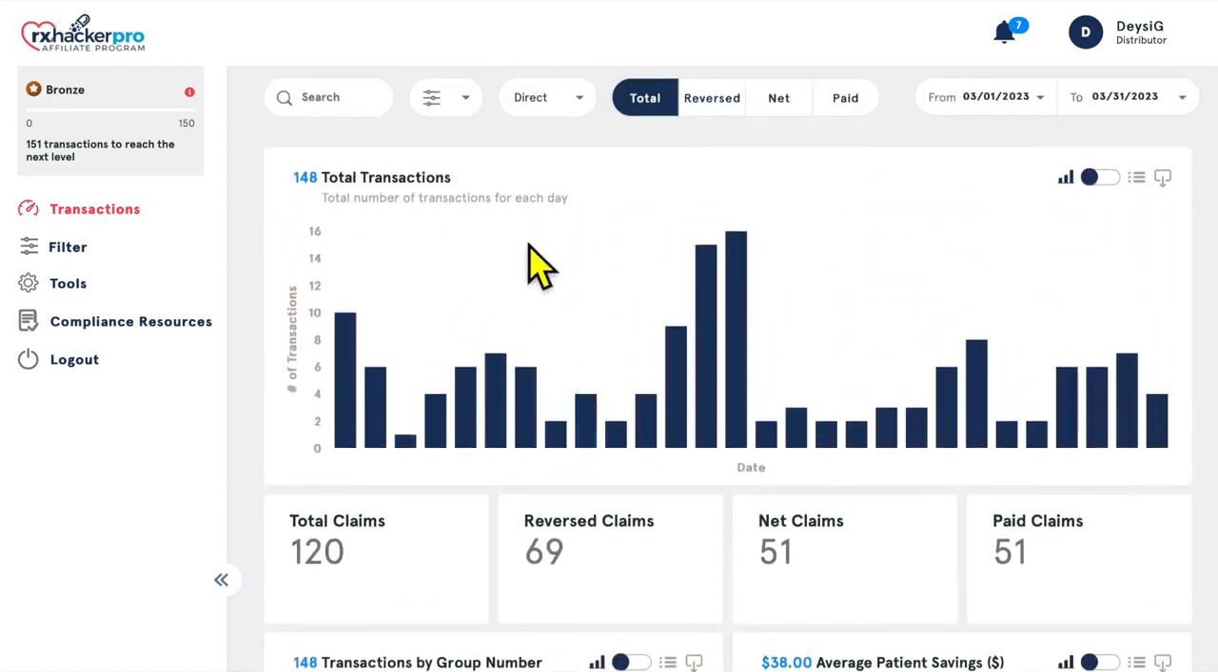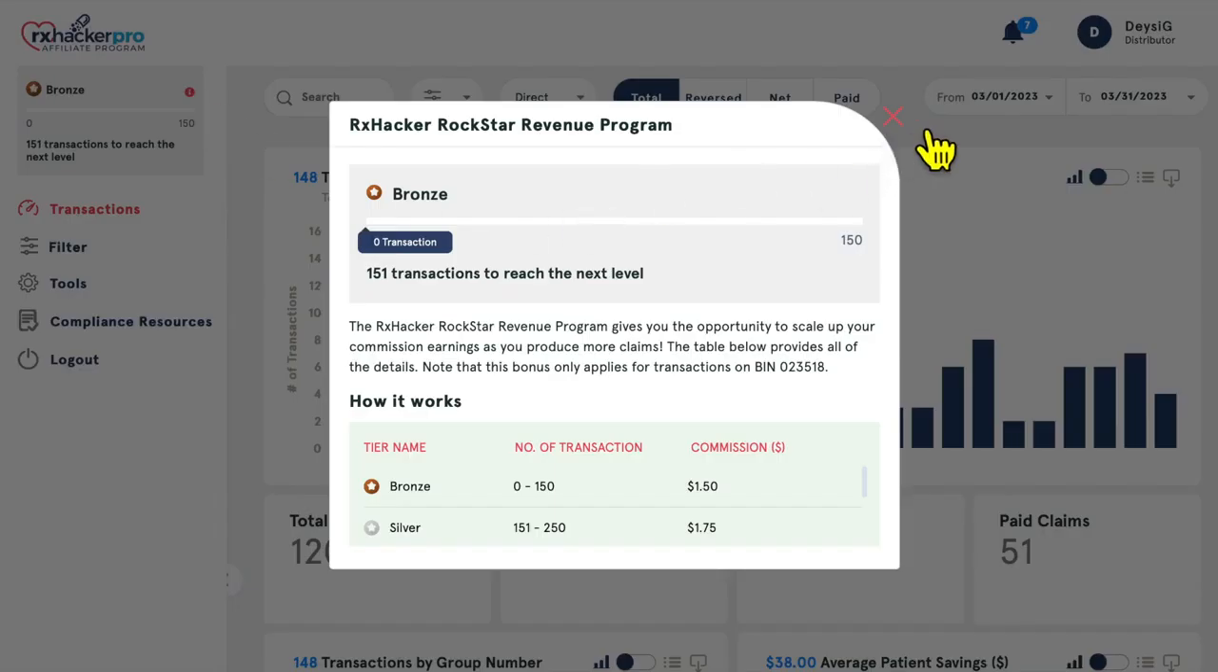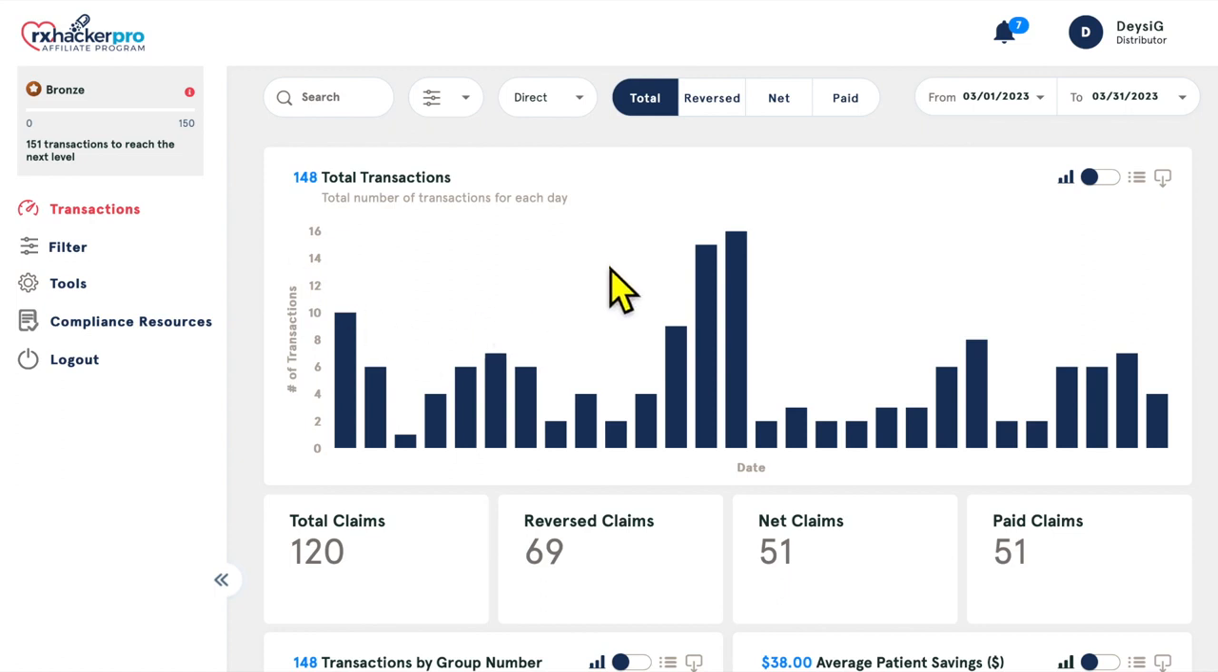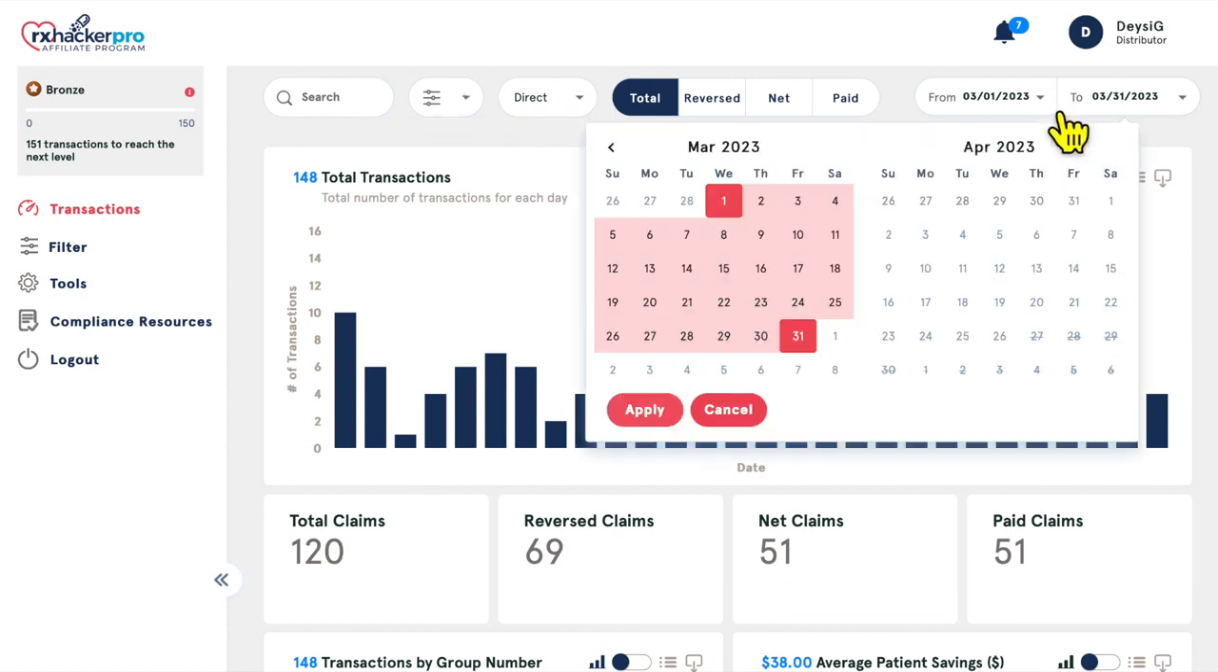But let's get down to the nitty gritty. Of course, you're going to see that tier widget there as well. And obviously you can filter things in many different ways. Again, you just want to play around with this stuff.